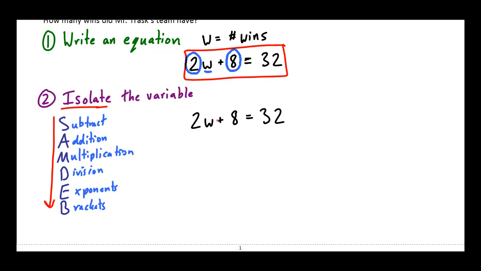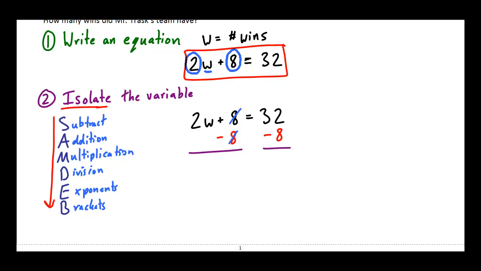So, for example, I've got 2w plus 8. And the question you want to come up with is, what is the opposite of plus 8? The opposite of plus 8 is minus 8. So I'm going to subtract 8 from both sides of my equation. Okay. So 8 minus 8 is effectively 0. So these two things cancel out.